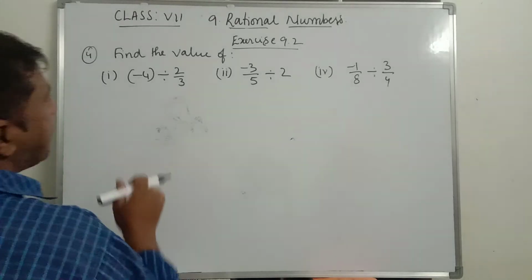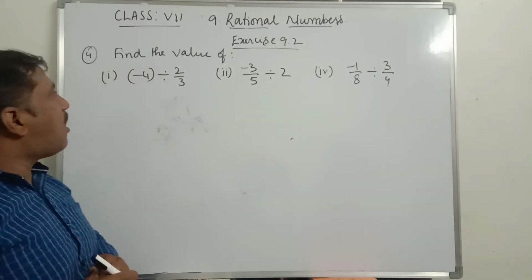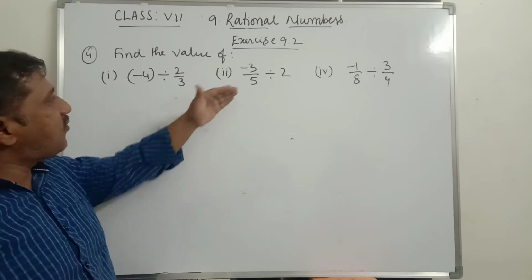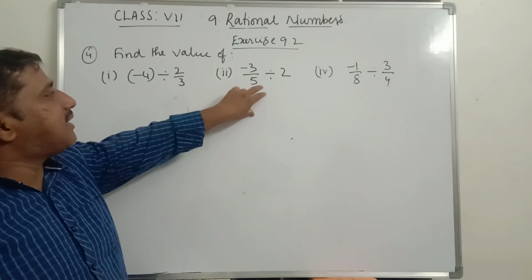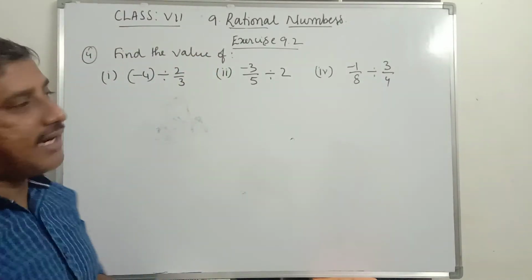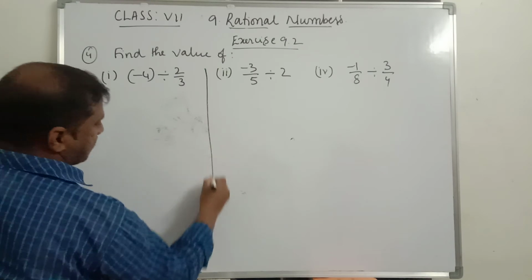Now question, exercise number 9.2, fourth bit. Find the value of minus 4 divided by 2 by 3, minus 3 by 5 divided by 2, minus 1 by 8 divided by 3 by 4. So we will discuss the first question.